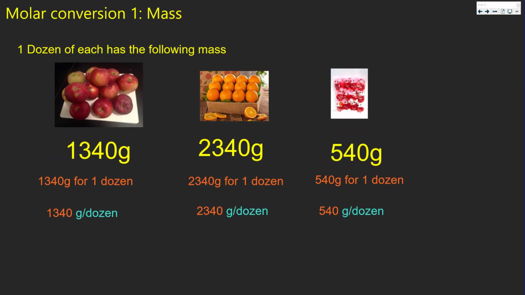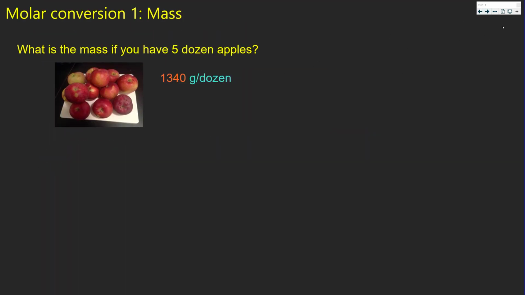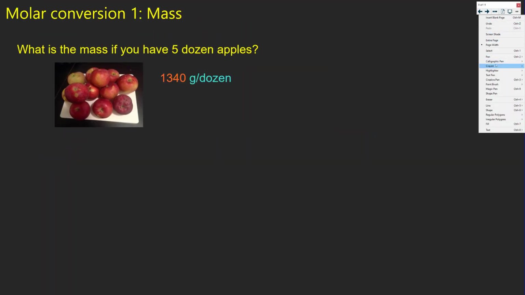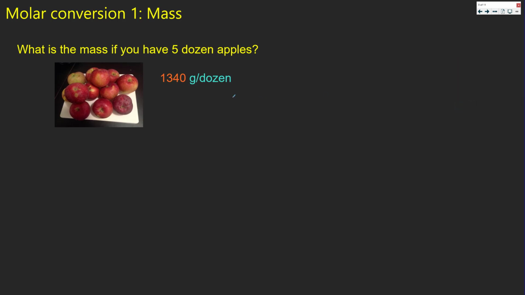So if you were to look at the next slide, here's the first kind of question. If you ask for the mass, if you have 5 dozen apples, you know that this is how heavy it's going to weigh for 1 dozen. You can do the unit analysis for this, right? So you're given 5 dozen apples, you have 1340 grams per dozen. You can probably see that you just have to multiply these numbers together to get the answer.